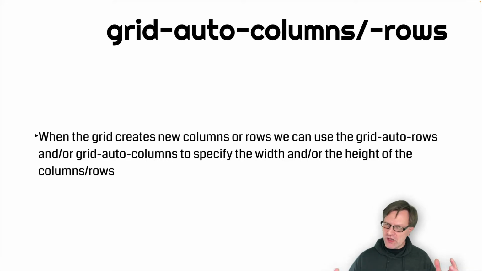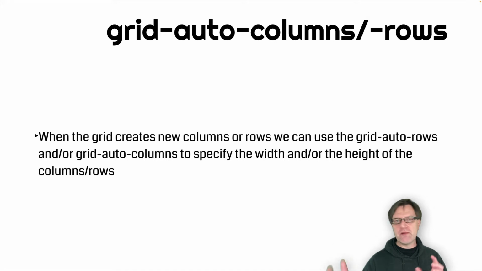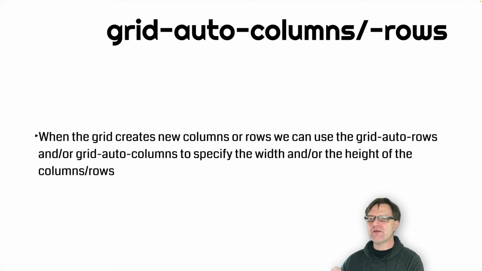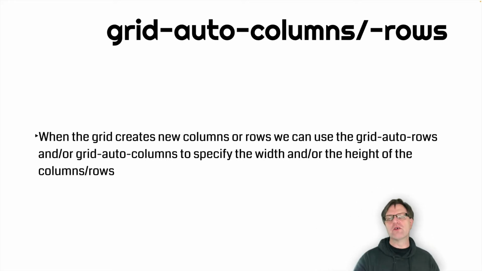And columns, well, that will be if you explicitly place an element in a cell that is not in the columns you have specified. And the rows is, well, when you need to create a new row, what should be the size of that one? And you can add more than one value to these, and it will use first the first one, and then the second one, and then the third one, and then if you don't have any more, it will start over when it needs a new column or new row.